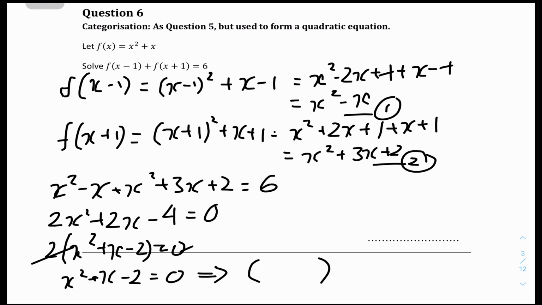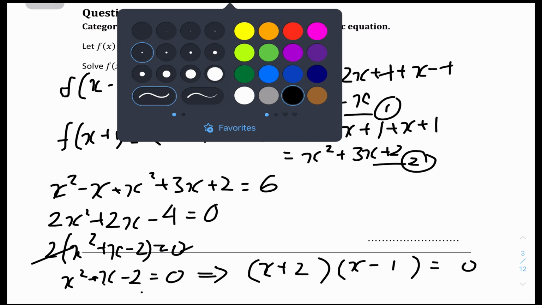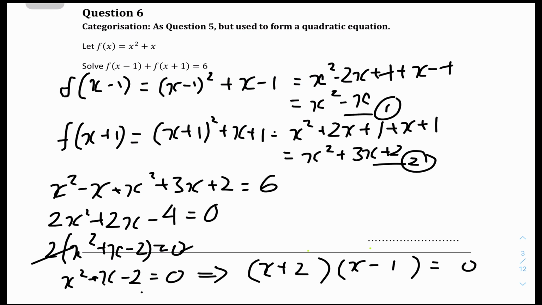So we have to find two values which add together to get 1 and multiply together to get minus 2. So it'll be x plus 2 and x minus 1, because if you multiply 2 and minus 1 you get minus 2, correct? And if you add 2 and minus 1 together you get 1, which is correct. So when you have this factorized already, it'll just be x plus 2 equals 0 and x minus 1 equals 0, which means x equals minus 2 or x equals 1. And that's how you get it.